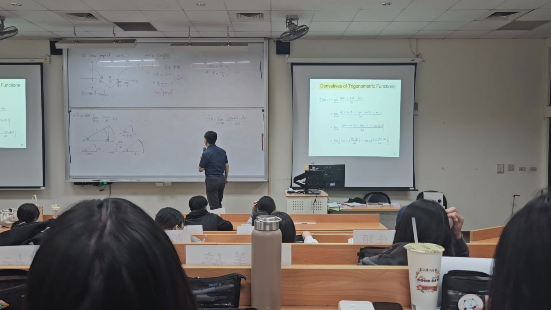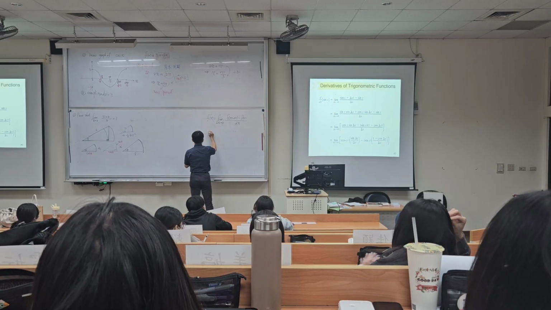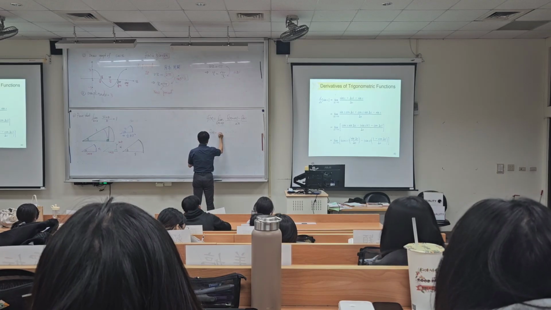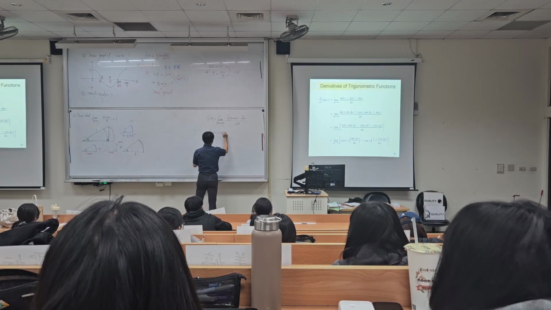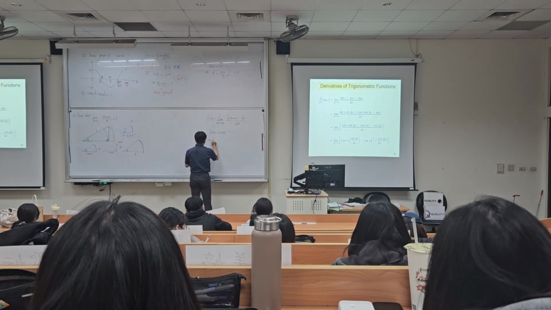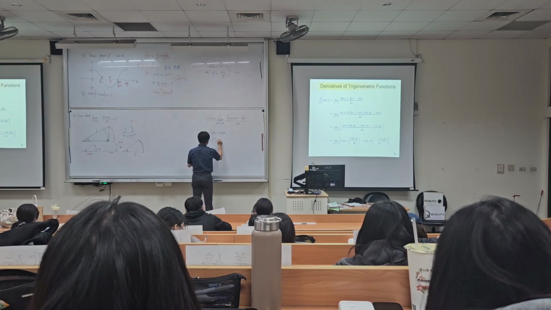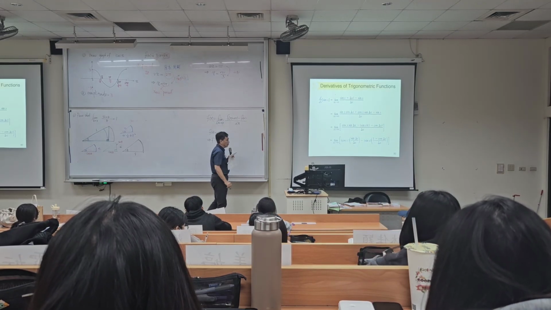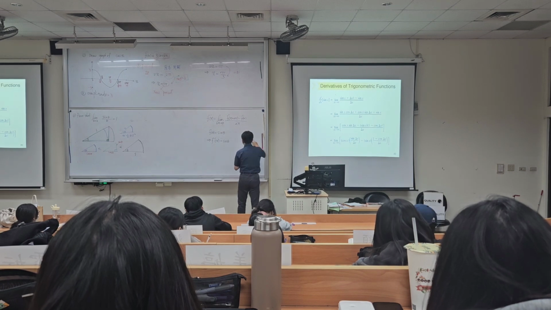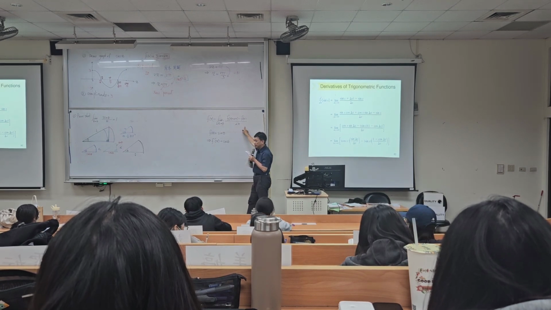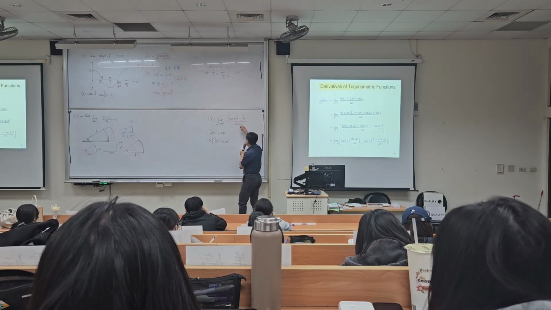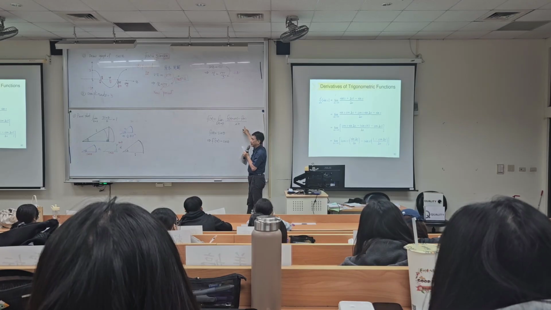We want to write the derivative for, suppose f(x) equals sine x. We want to find f prime of x, which is equal to cosine x. We use the definition of the derivative, which is the limit of f(x plus delta x) minus f(x), divided by delta x.